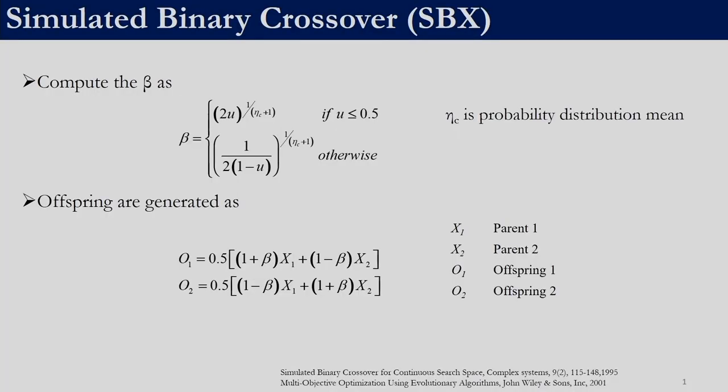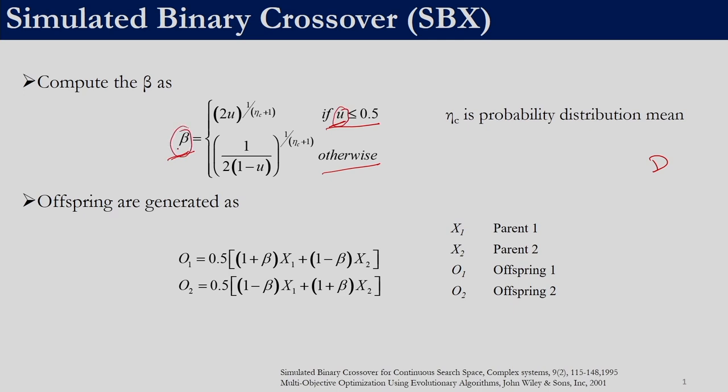Right. So, if that particular pair comes for crossover, what we will have to do is first generate U. U is a random number between 0 and 1. So, for each variable, we will have a random number. If we have d decision variables, we will have to generate d random numbers between 0 to 1. And for each of them, we will have to check whether the random number is less than or equal to 0.5 or greater than 0.5. Depending upon that value, we will have to calculate beta. Since u has to be selected for each variable, we will have a beta value for each variable.